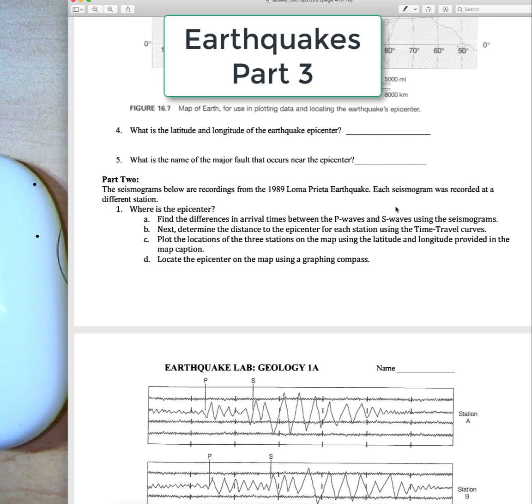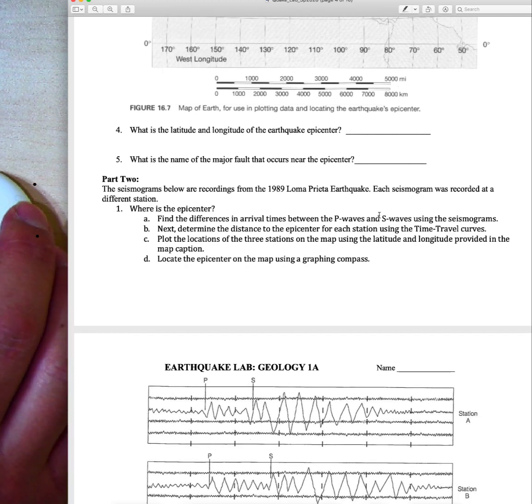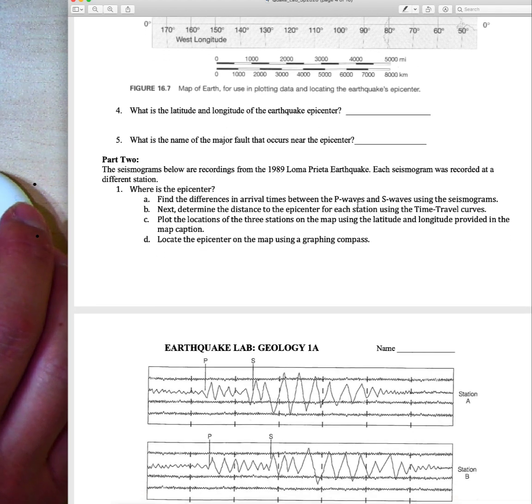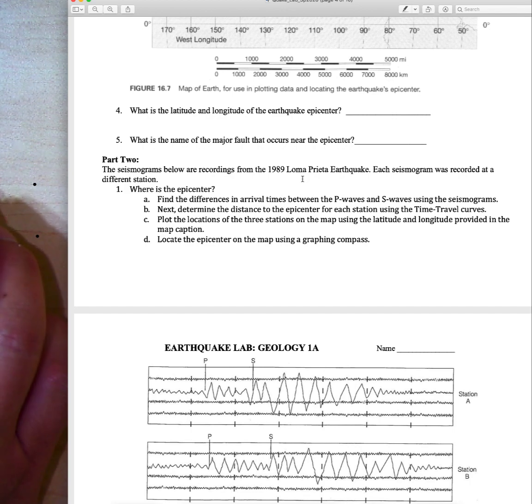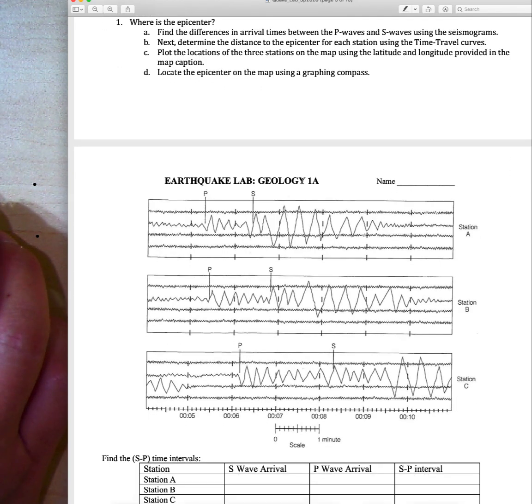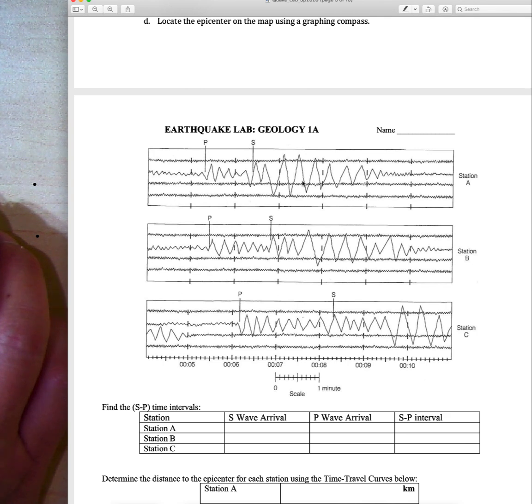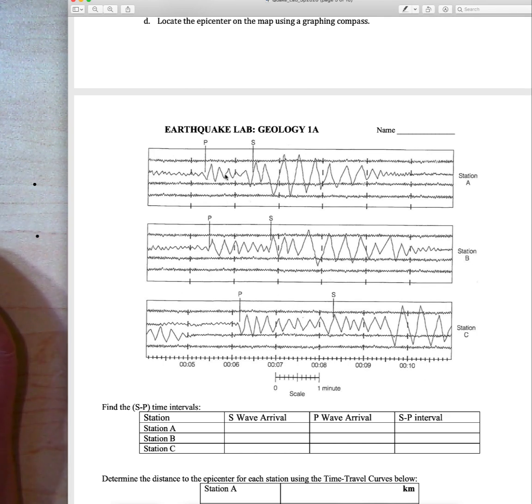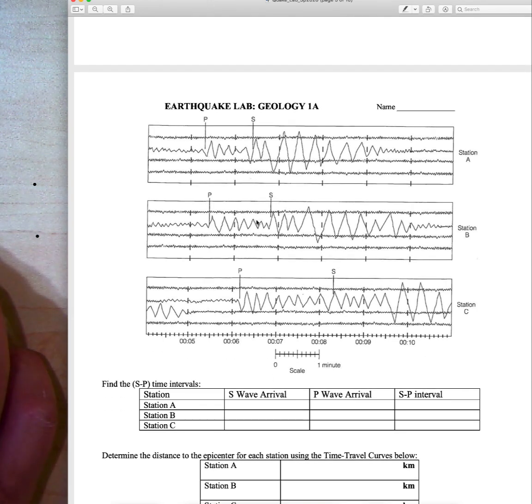Alright, so now for part 2 of the earthquakes lab, we're going to be looking at a second epicenter location problem. In this case, it's one for the 1989 Loma Prieta earthquake. And you'll see that we're going to have 3 different stations, station A, B, and C. And your job, again, is to locate the first arrival of the P wave and the S waves, just like we did in the previous problem.